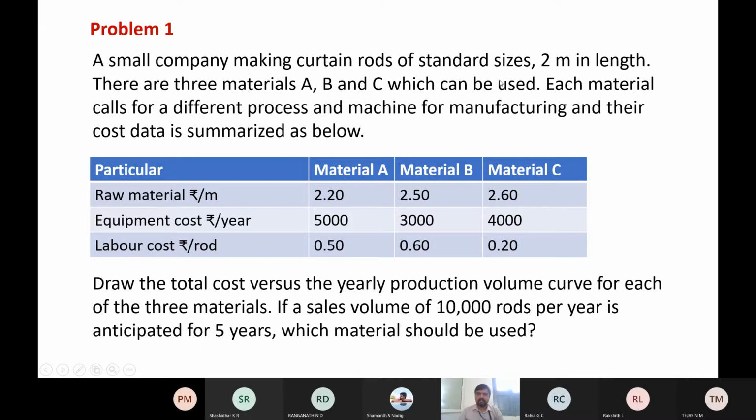the company is making curtain rods. Curtain rod is the product, and the length of the curtain rod is 2 meter. This curtain rod can be made by using three materials A, B and C. So now you have to find out total cost of making these curtain rods for these three materials. Then you have to make a decision regarding which material is preferable. Okay, so we are going to prefer a material which costs less.